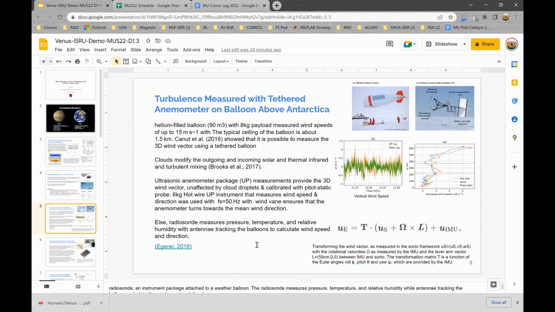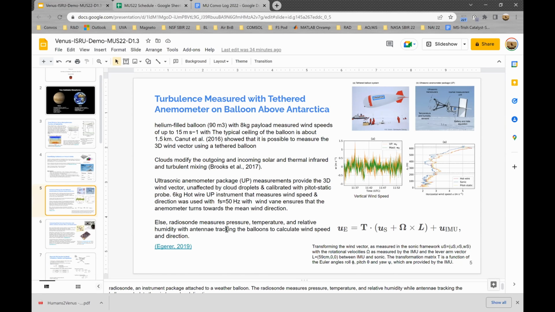And here's a great study and experiment where they measured the turbulence with a tethered anemometer on a balloon above Antarctica back in 2016, and they measured 3D wind vectors. They used this instrument, and these things called radiosondes can also measure the pressure, temperature, and relative humidity, with antennas to calculate wind speed and direction.